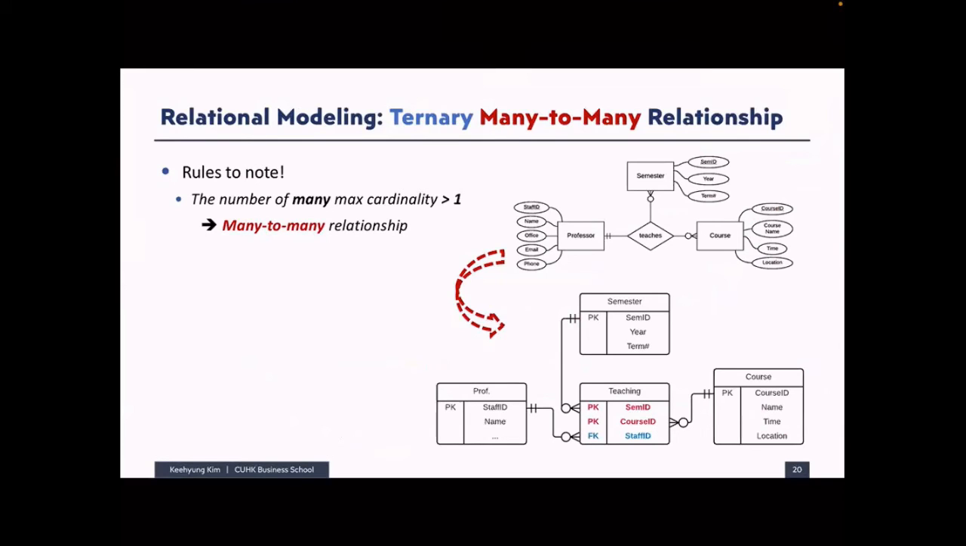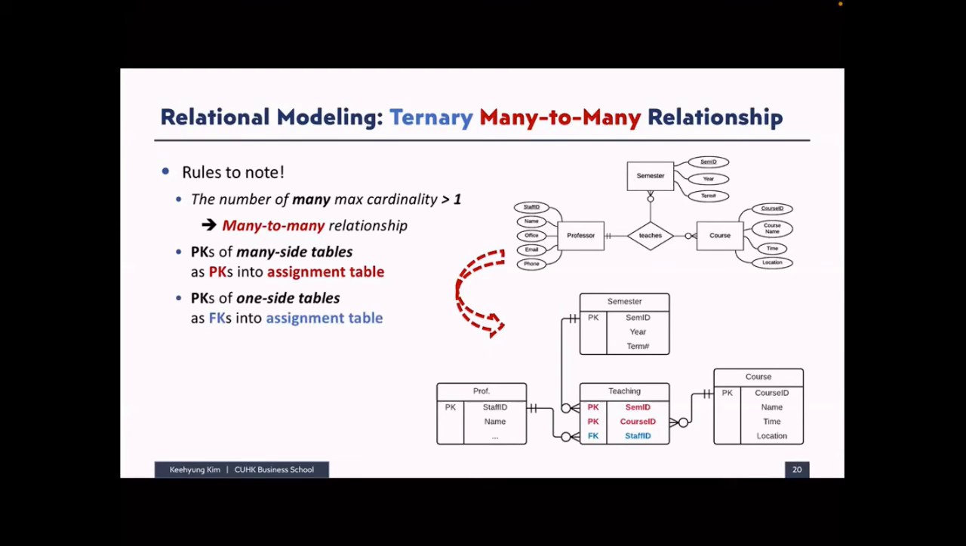The first rule is that when the number of many maximum cardinality in the relationship is more than 1, we consider that as a many-to-many relationship. And once we have that, we use the primary keys of the many-sided tables as the primary key of the assignment table. So semester ID and course ID are both used as the primary key of the teaching relationship. And the primary key of a one-side table will be used as a foreign key in the assignment table. So staff ID, which is connected as a 1 maximum cardinality, will be used as a foreign key there, as a staff ID in the teaching table.